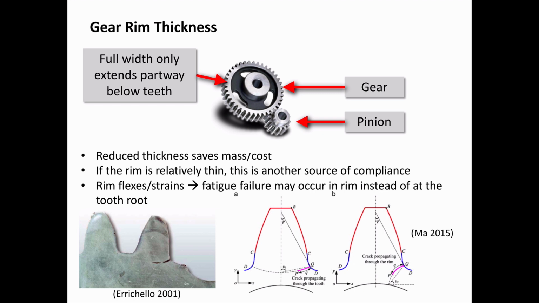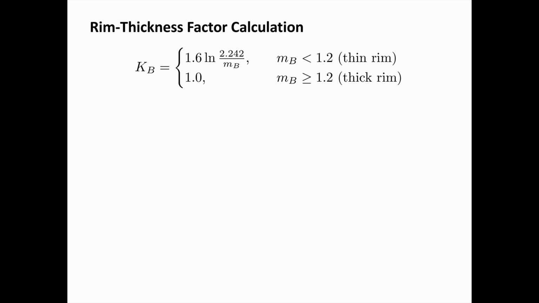But we can have different situations. On the left of this diagram, figure A, this shows crack propagation through the tooth, and this is what we would expect if the rim is fairly rigid. But if the rim is less rigid, then the fatigue crack propagation could go through the rim instead, so more in a downward direction. So how do we calculate this? Well, if we have a thin rim, then we need to have a factor that's something other than 1. So it's 1.6 times the natural log of 2.242 over m sub b.